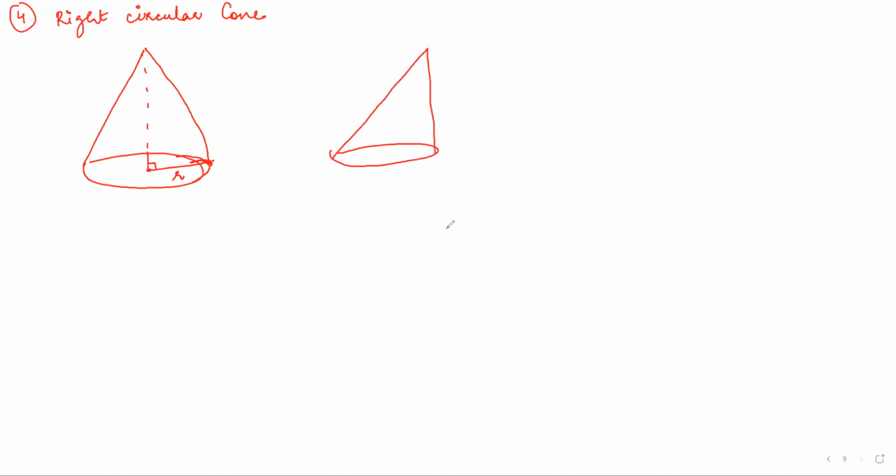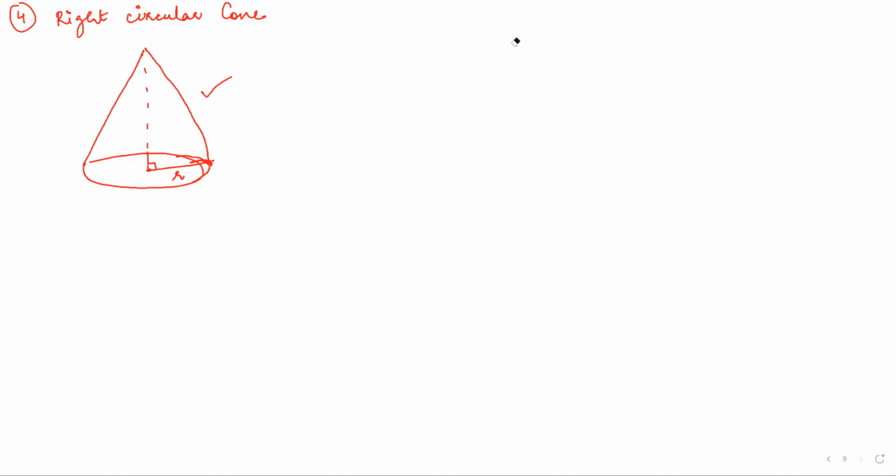Okay, next. The fourth figure you have to study is the right circular cone. A cone looks like this. This is the radius r of the base and this is the height. Your height and radius have to be perpendicular to each other, then it will be called a right circular cone, because otherwise you can have a cone like this also. This one is not a right circular cone. This one is a right circular cone.